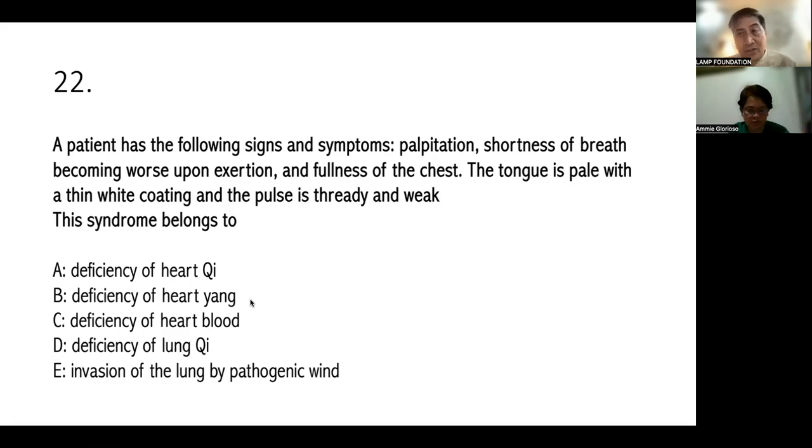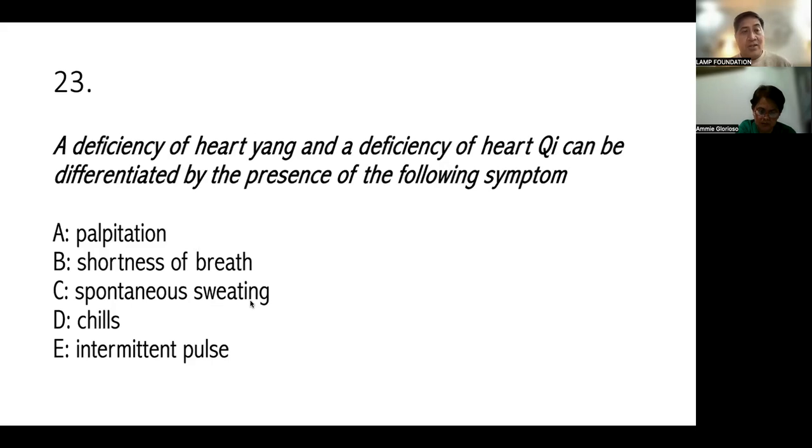Kasi pag meron kang heart qi deficiency, kukunti lang din yung blood na dumadaloy. Diba? Because qi is the commander of blood. Okay, the pulse is weak because it is a deficiency pattern. Pag malakas yung pulse, strong, then it is excess. But in this case, it's definitely deficient.